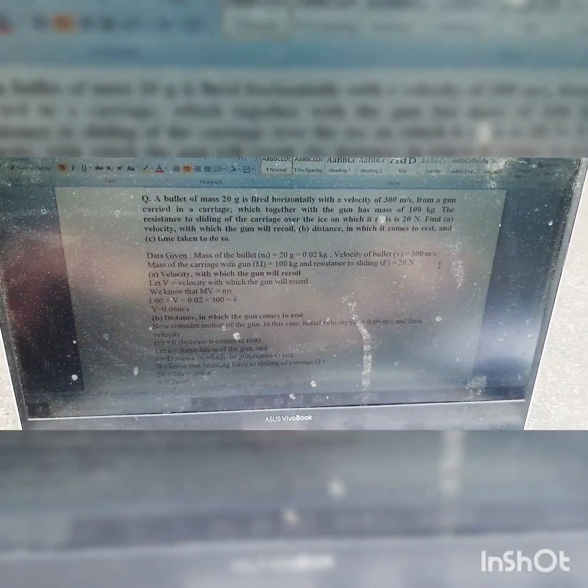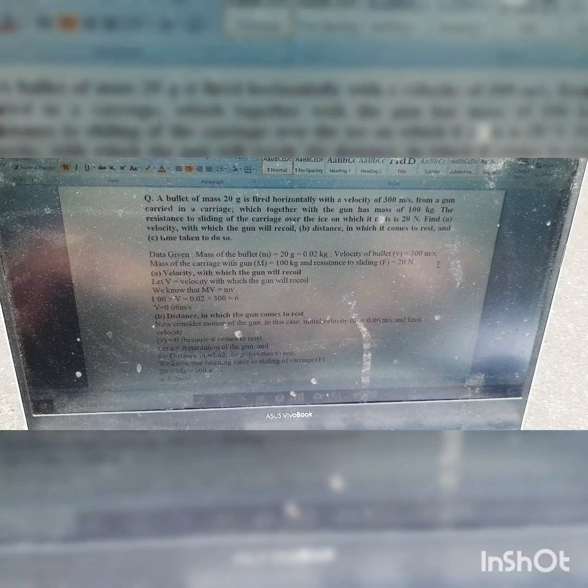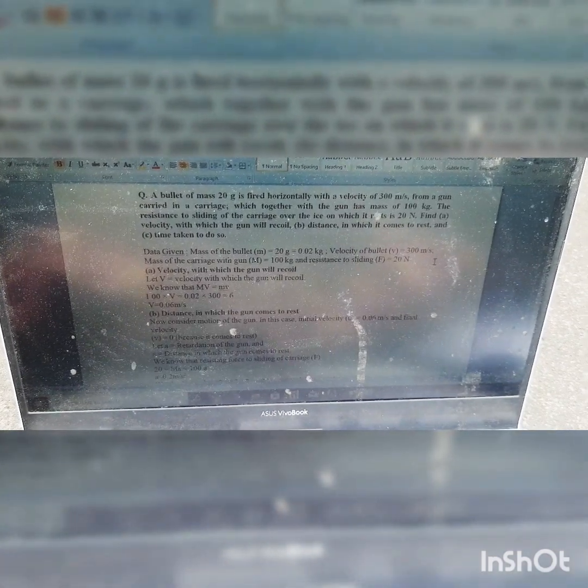Next we'll solve another problem from the topic of recoil of gun. So the question is, a bullet of mass 20 gram is fired horizontally with a velocity of 300 meter per second from a gun carried in a carrier which, together with the gun, has a mass of 100 kg. The resistance to sliding of the carrier over the ice on which it rests is 20 Newton.